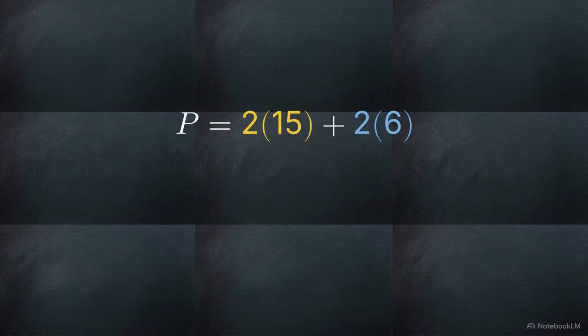With a width of 6, we divide the area of 90 by 6 to find a length of 15. Finally, we calculate the perimeter. 2 times 15 plus 2 times 6 equals 42 centimeters.